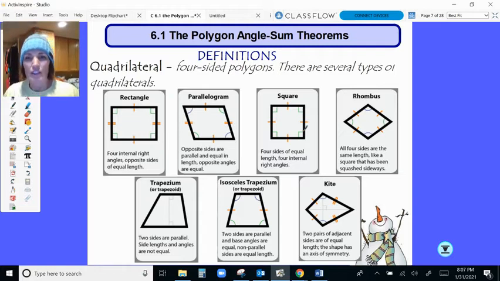A kite is like 2 isosceles triangles sitting butt to butt. So we have a little isosceles triangle here and a different isosceles triangle here. They can't be the same, otherwise that would be a rhombus.